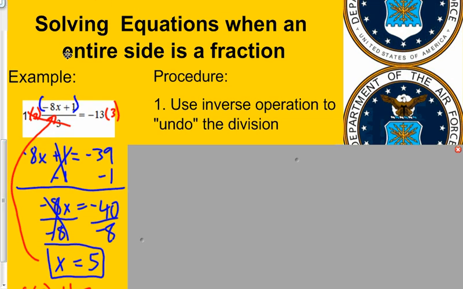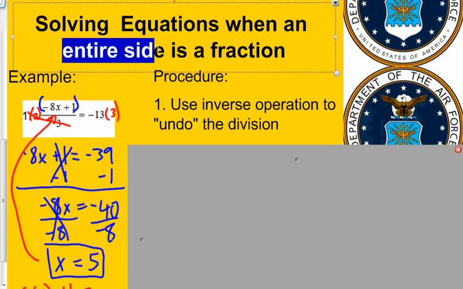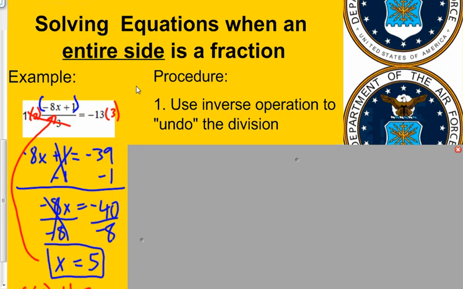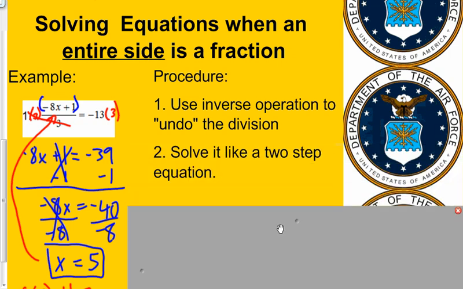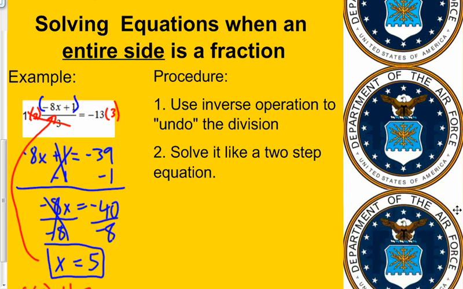This is only if the entire side is a fraction. Otherwise, you're not going to do division first. It's only if the entire side is a fraction. So just want to clear that up. And once you have that done, solve it like a two-step equation. Get rid of what's not attached, and then get rid of what's attached, and do your inverse operations on both sides, and you're good to go.